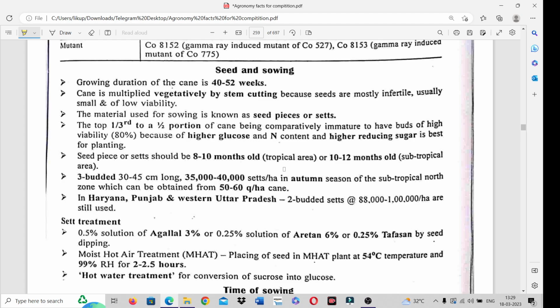Then sett treatment is a 0.5% solution of Agallol, 3%, and a 0.25% solution of Aretan, 6%, and 0.25% Tafasan, by seed dipping.